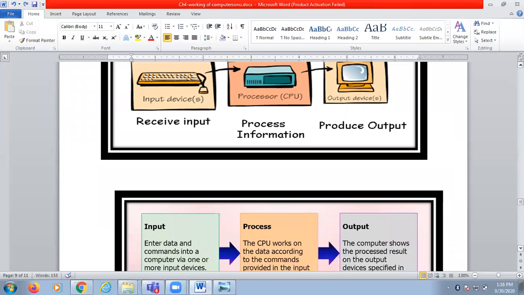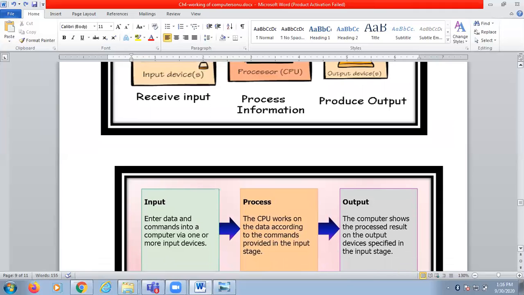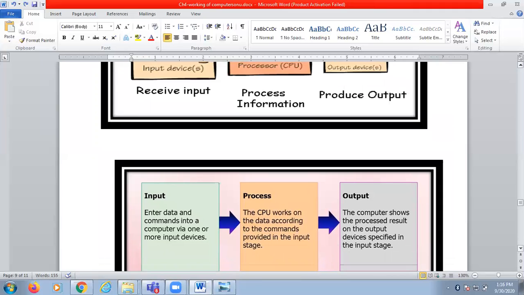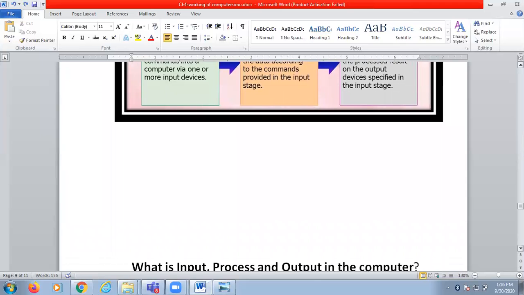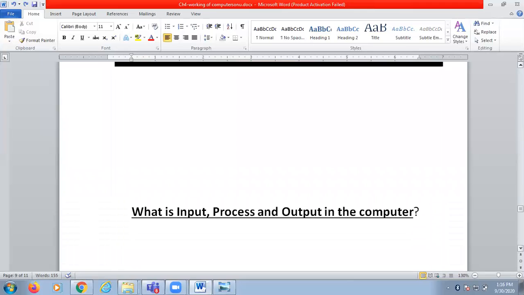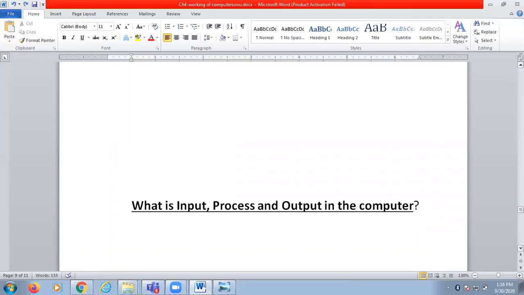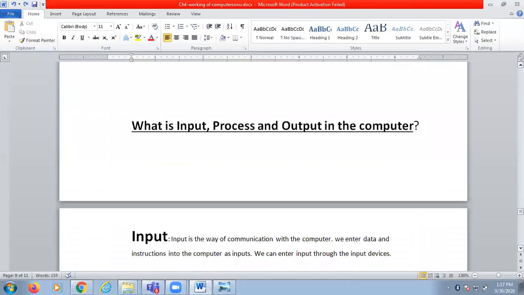So input means to enter your data. Process means to work on it. And output means to show the result. Is it clear to everyone? So let us learn what is input, what is process, and what is output in the computer. So what is input? Input is the way of communication with the computer. We can enter data and instructions into the computer as input.